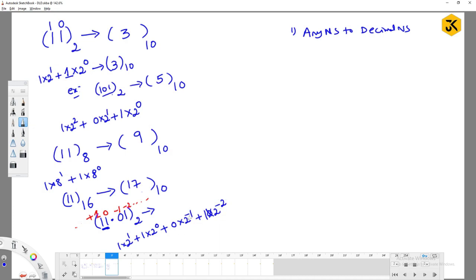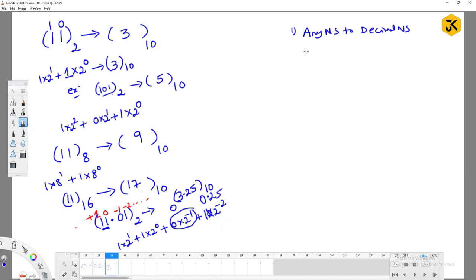What is the value? 0 into 2 power -1 is 0, and 1 into 2 power -2 is 1 by 4, which means 0.25. So the total value is 3.25. So 3.25 is the decimal equivalent of 11.01 in the binary number system. Like this you follow the same procedure.